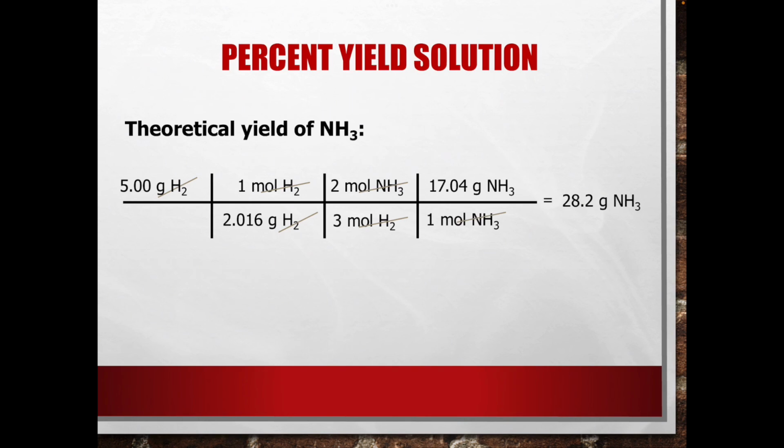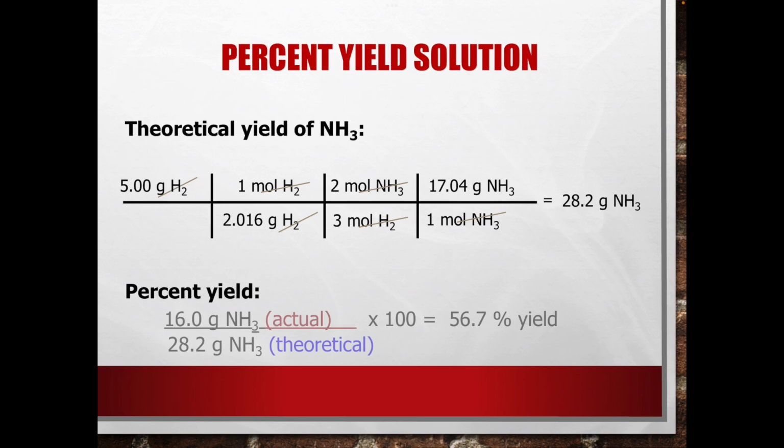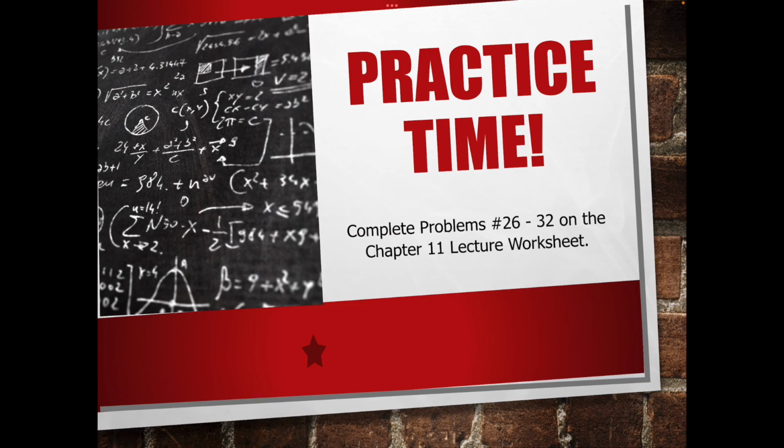Okay, so that's the theoretical yield. In theory, on paper, if everything went perfectly, that's how much ammonia we could make. But we didn't. We only made 16 grams of ammonia versus, we should have made 28.2. So we'll divide those up and multiply by 100 to get our percent yield. Not a great percent yield, 56.7. I wouldn't be super impressed. Okay, but again, we're always going to put actual over theoretical times 100 to get our percent yield.